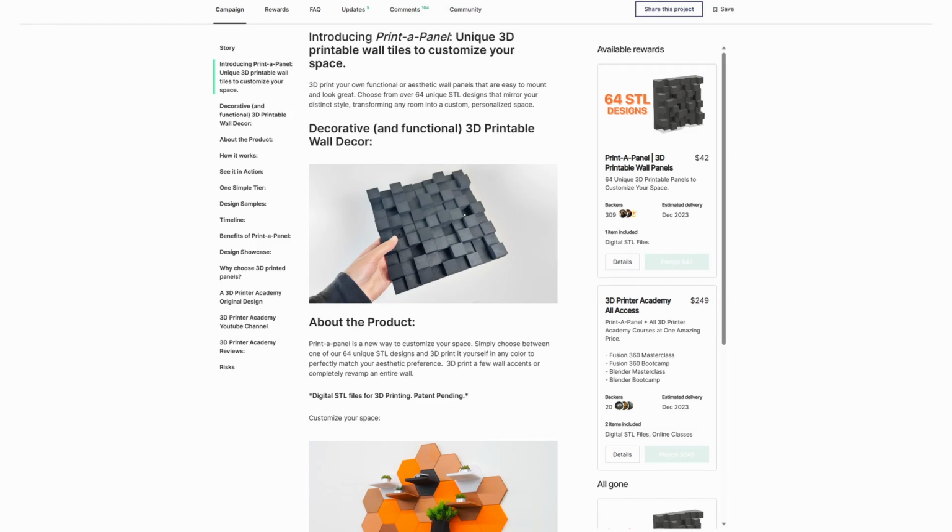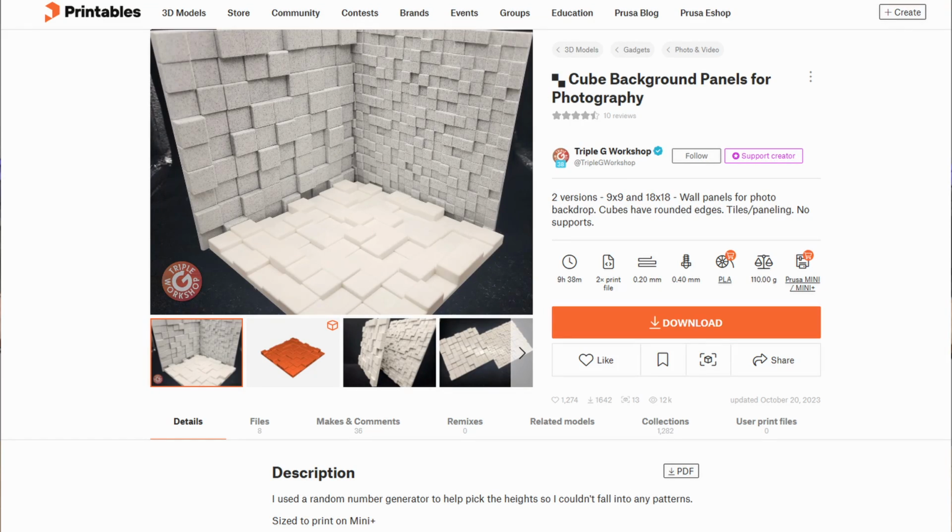Since I did this project, there are now multiple projects out there that do similar functions. There is the one I mentioned earlier, and that was by 3D Printing Academy. That said, this is the project that inspired me, so thank you to 3D Printing Academy. There is also another similar design out there by Triple G Workshop. It's designed as a photographic backdrop. It looks pretty much the same, but I can't talk about if it even has acoustic properties. That one is free on printables.com.